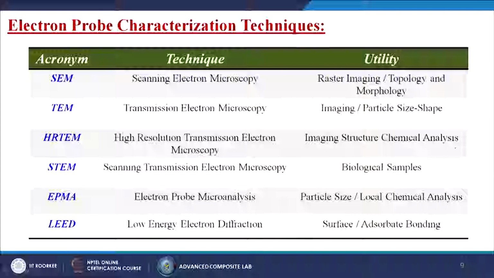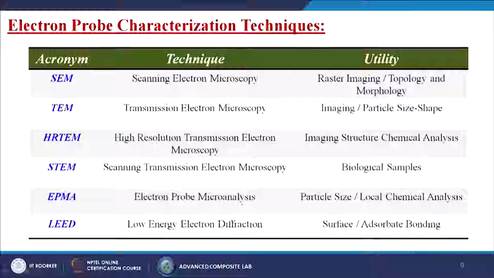STEM, scanning transmission electron microscopy, we generally do for biological samples. EPMA, electron probe microanalysis, we use for particle size or local chemical analysis. LEED, that is low energy electron diffraction, is generally for the surface and adsorbate bonding of that particular nanomaterial. So, by doing this kind of characterization, we get this kind of information about the materials.